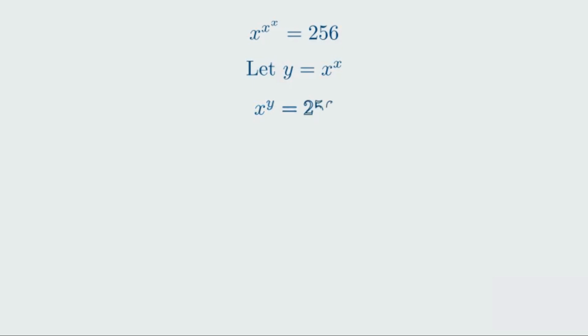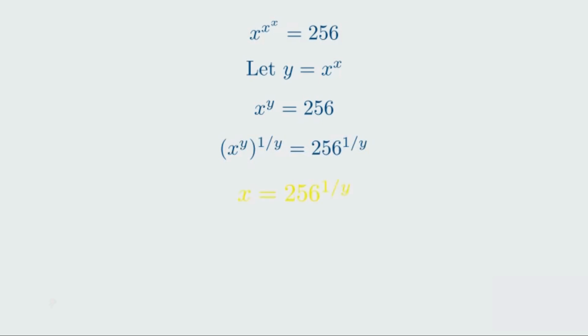It's now x to the power of y equals 256. Remember, our goal is to find x. To get rid of the y in the exponent, we can raise both sides of the equation to the power of 1 over y. So we have x equals 256 to the power of 1 over y.